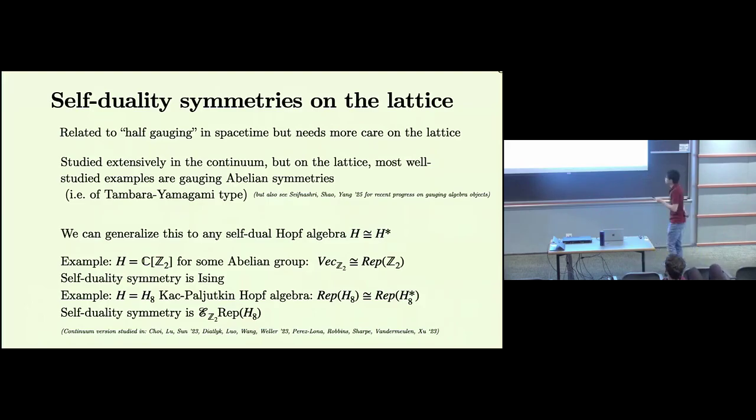And moreover, for gauging on the lattice, people usually are comfortable with gauging abelian symmetries, maybe non-abelian symmetries, but the ones that give you a self-duality are just those where you gauge abelian symmetries, and those just give you Tambara-Yamagami. So if you want to go beyond that, you have to be able to gauge something that is non-abelian that brings you back to yourself.